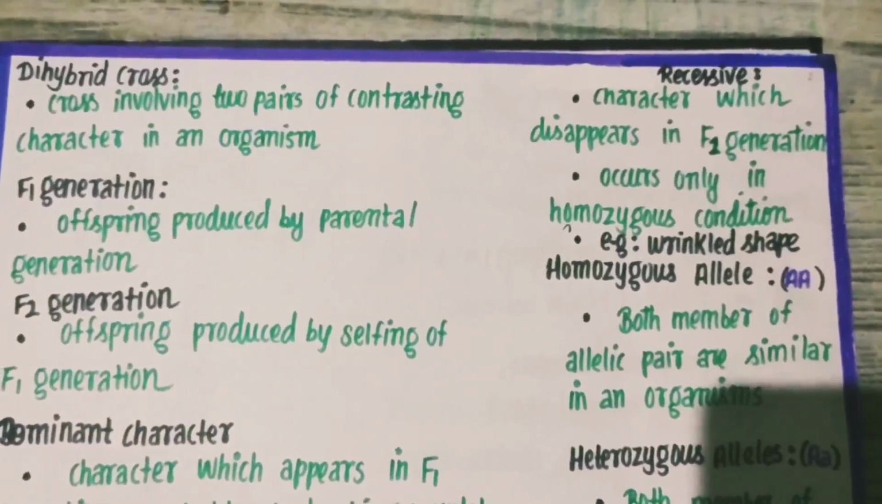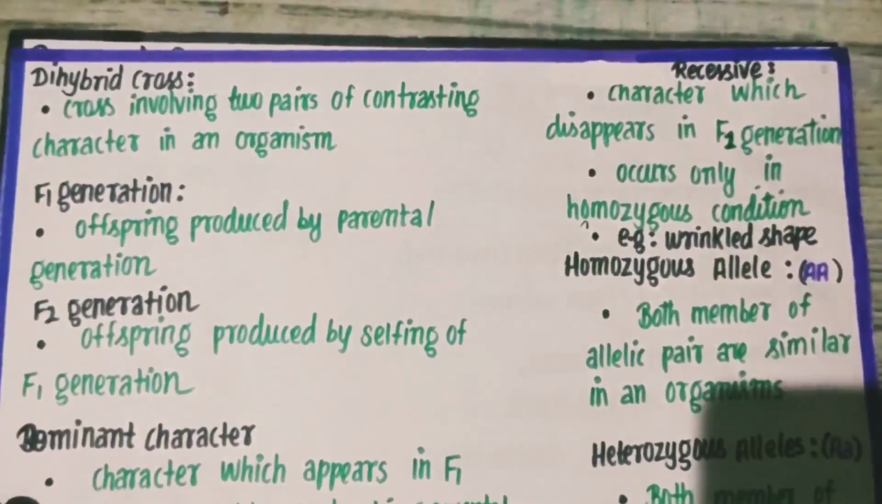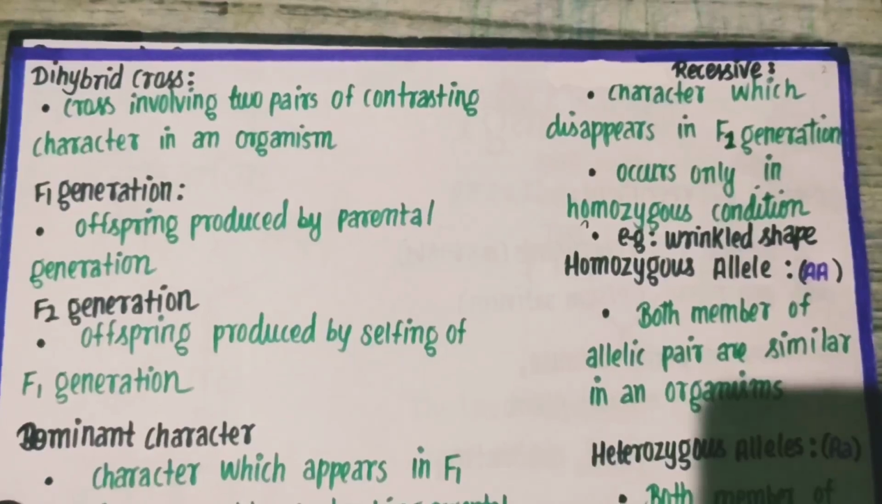Now we are going to discuss the terms which are used in genetics, right? We have already completed a few terms. Now we'll be completing the rest of the things. So the first one is F1 generation.